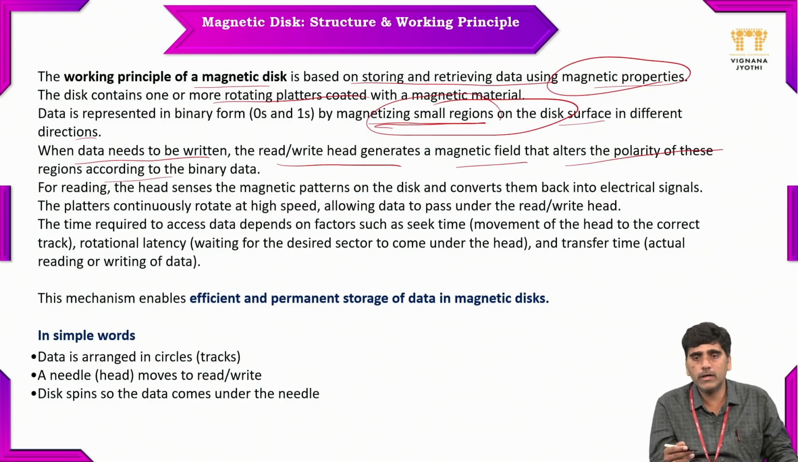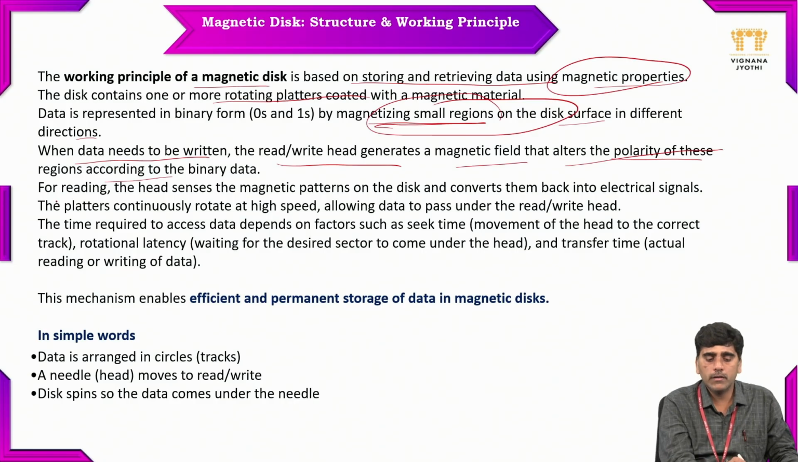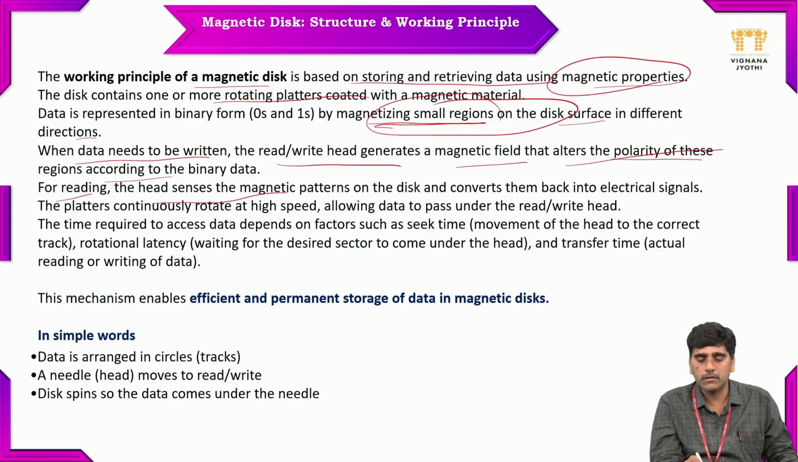So that magnetic field alters the polarity of the region. That means the direction of that shape is according to the binary data. For reading purposes, the head senses the magnetic patterns on the disk and converts them back into electrical signals.